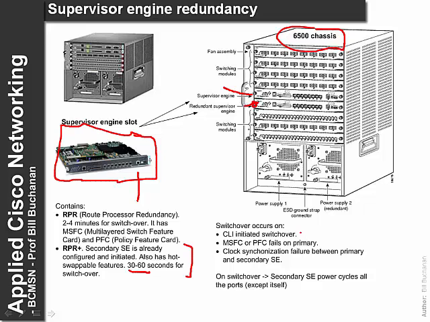The switchover occurs either when we configure it from the command line interface, when there's a failure of the main supervisor engine, or where there's a lack of clock synchronization between the primary and the secondary. When a switchover happens, the secondary supervisor engine cycles all the ports to re-enable them.